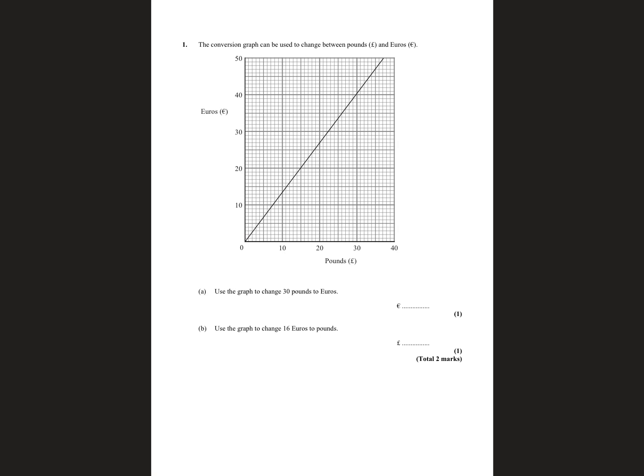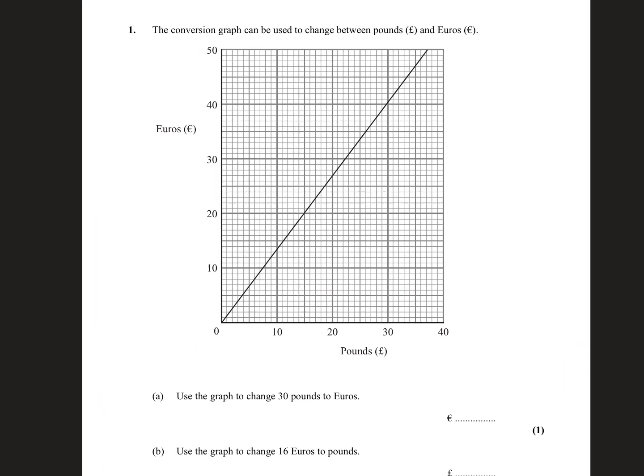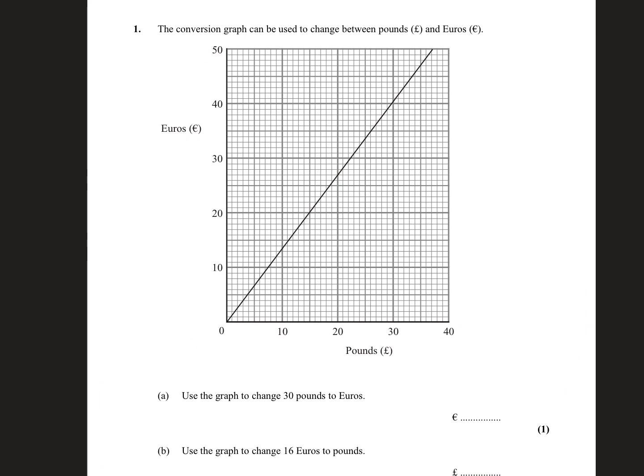Okay, so we've got a conversion graph here, and it says the conversion graph can be used to change from pounds into euros. So you can change from pounds to euros or euros to pounds. And it says use the graph to change 30 pounds to euros. So we want to be quite accurate with this. So again, we're going to zoom in and we're going to find our 30 pounds. So here's our pound side. So you need to go to the correct side at this time. So there's our pounds, or 30 pounds. We're going to follow that line up from 30.